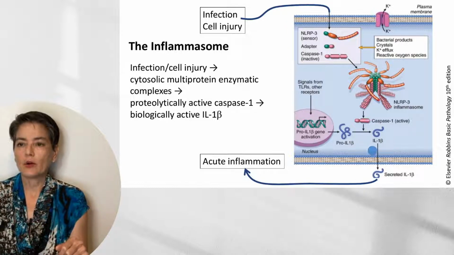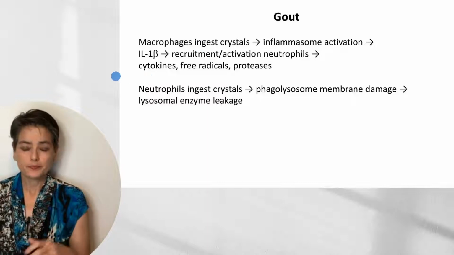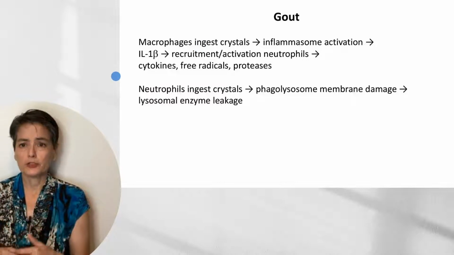Now, the cleaved IL-1 beta can be secreted, and it is a very potent mediator of acute inflammation due to its ability to recruit and activate neutrophils. So let's return back to our story. We have our activation of the inflammasome, our generation of IL-1 beta, recruitment and activation of neutrophils, and then we're going to get the release of abundant mediators, so cytokines, proteases, free radicals.